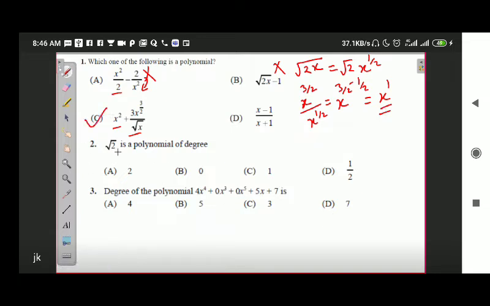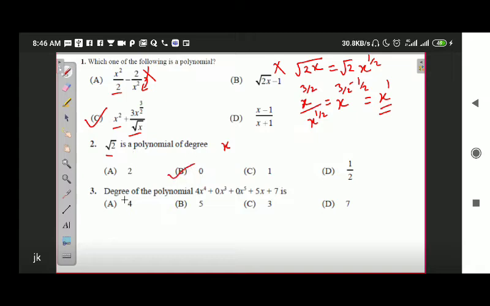Next is under root 2 is a polynomial of degree. Along with under root 2, there is no x. No x means, as I have discussed earlier, this is a constant polynomial. The degree of a constant polynomial is 0.